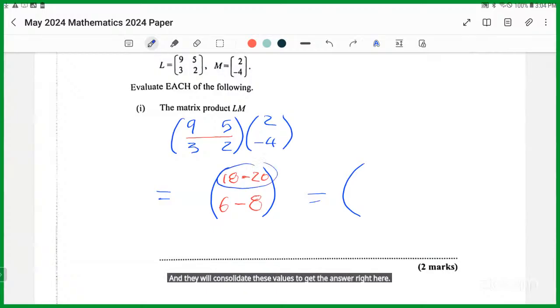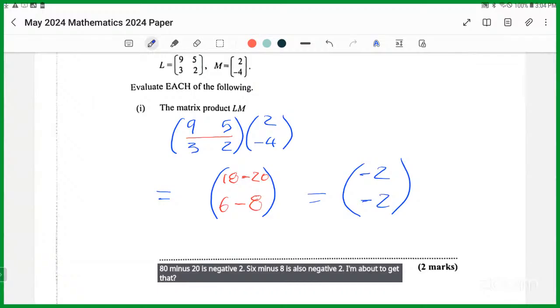The 18 minus 20 is negative 2. 6 minus 8 is also negative 2. Anybody get that? Beautiful. 2 more marks.